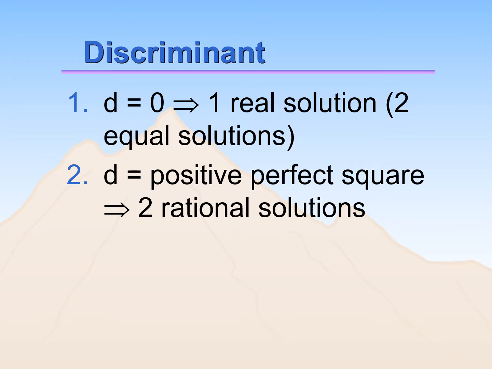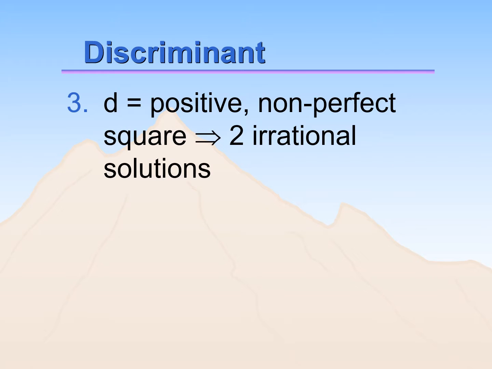If your discriminant is a positive perfect square, then you're going to have two rational solutions. If it's positive but not a perfect square, so you can't get rid of the radical without getting a decimal, that means you're going to have two irrational solutions.